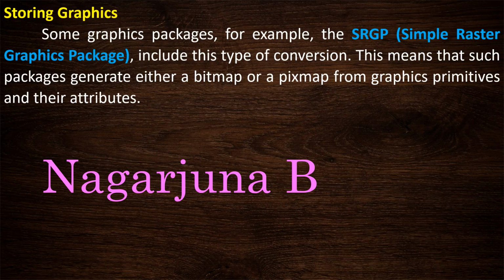This means that such packages generate either a bitmap or a pixmap from graphics primitives and their attributes. That is, it converts them into either a black and white, monochrome picture, or a color picture, using a pixel representation. Bitmap means monochrome, whereas a pixmap represents a color image.